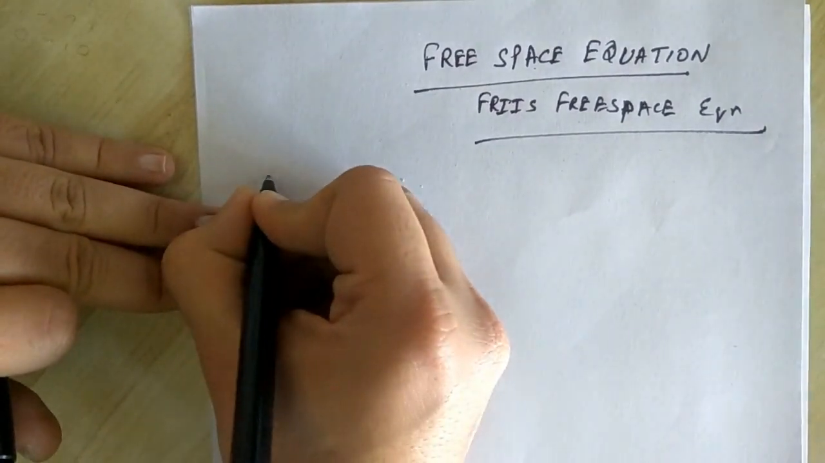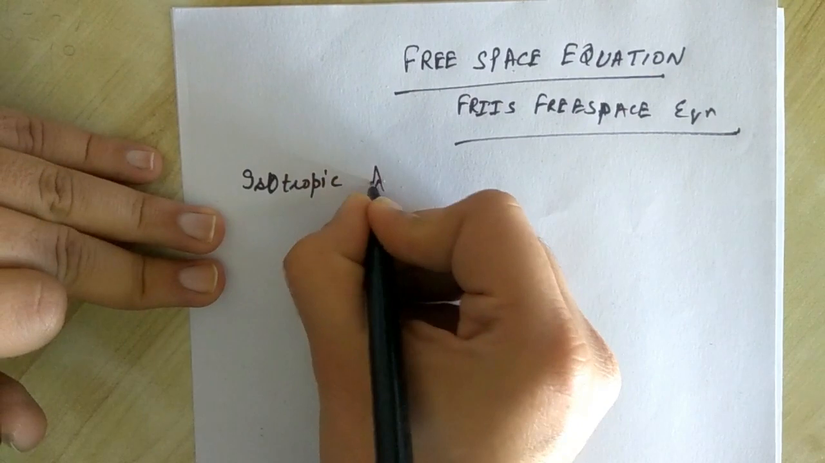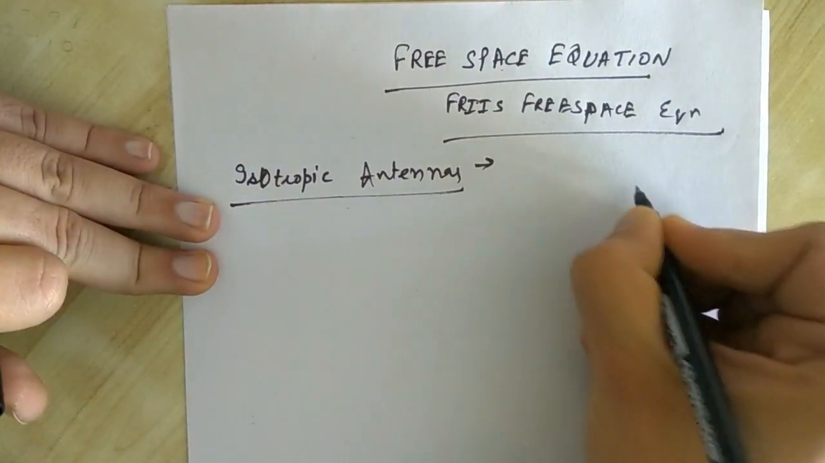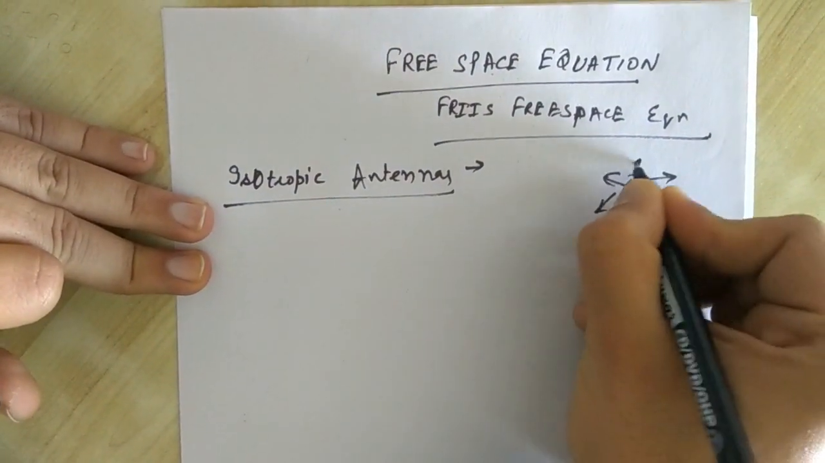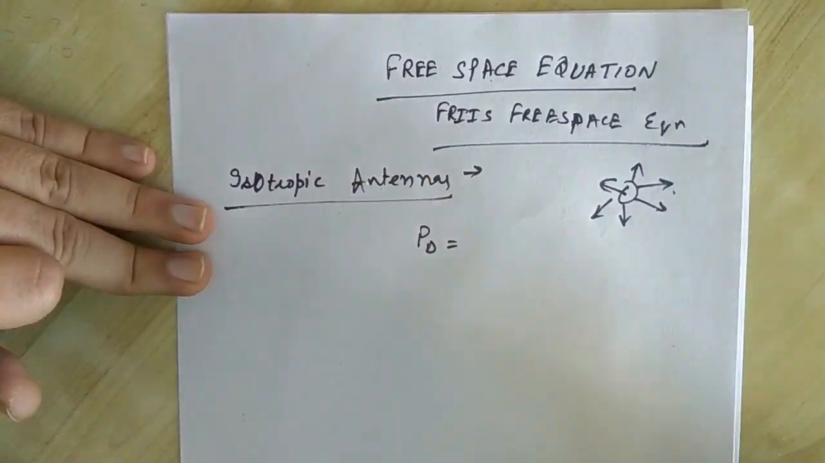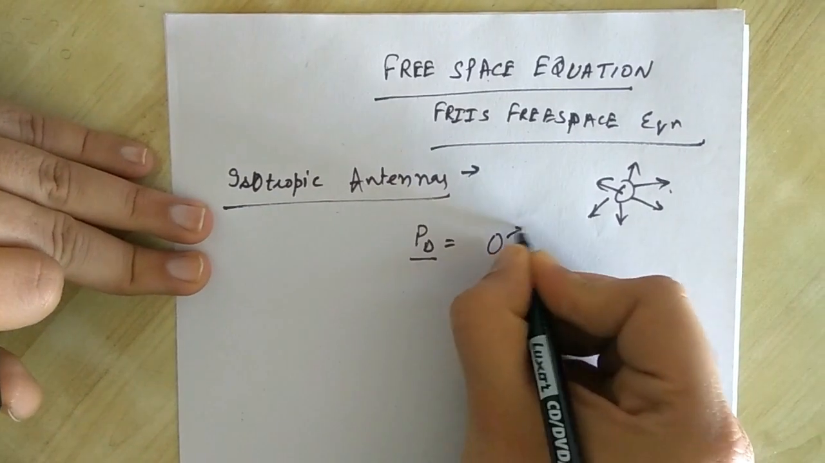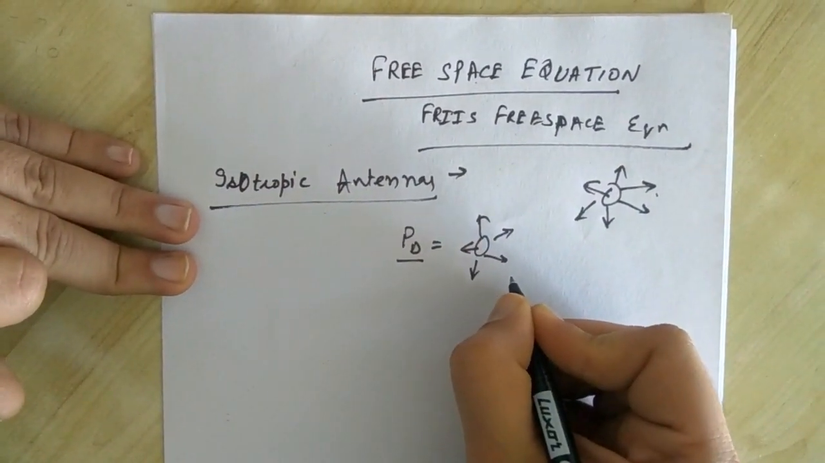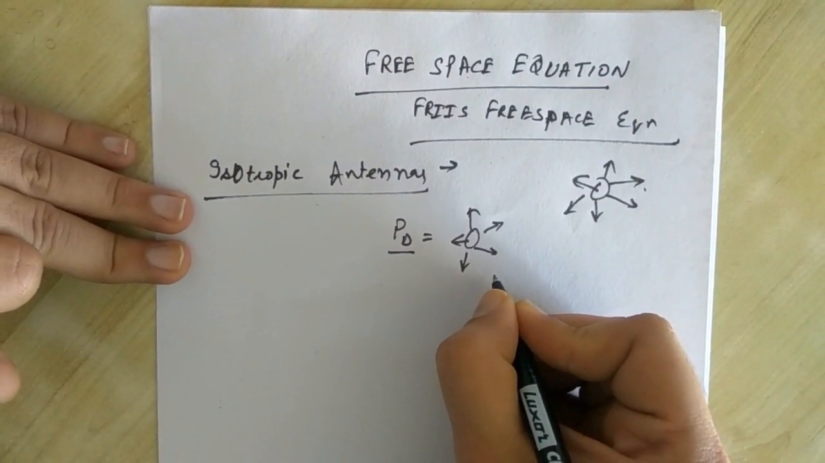If we talk about the isotropic antennas, they are capable of transmitting the signal in all directions equally. That means the power that is radiated by these isotropic antennas is transmitted equally in all directions, and they have comparatively less signal strength towards one particular direction.